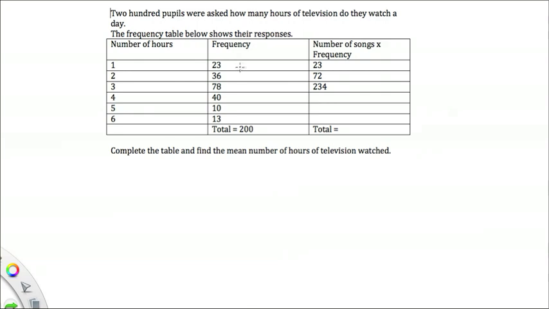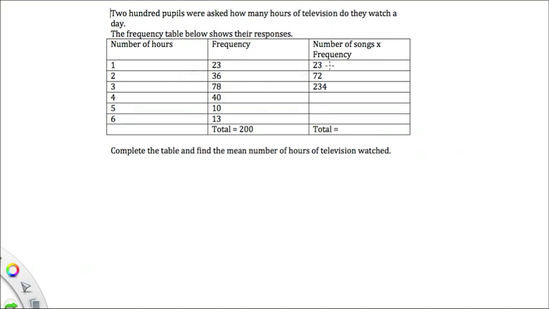In the second column we have frequency. Frequency tells us how many times our responses occurred. So in the case of this first one, the number 1 was answered 23 times. 2 hours was answered 36 times, 3 hours was answered 78 times, and so on.